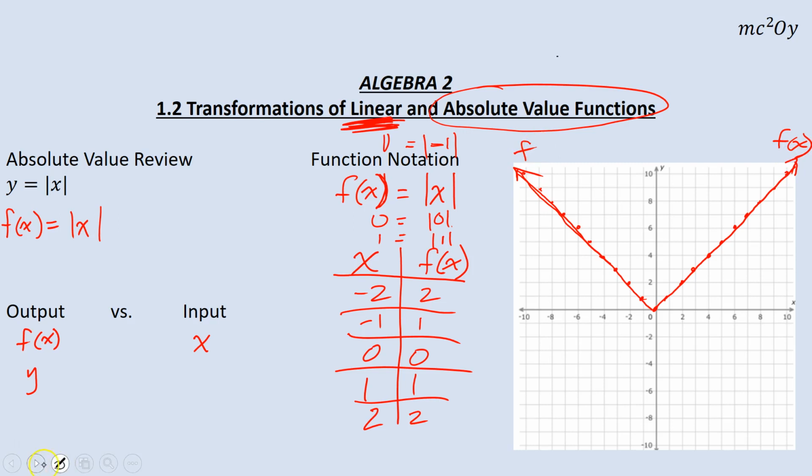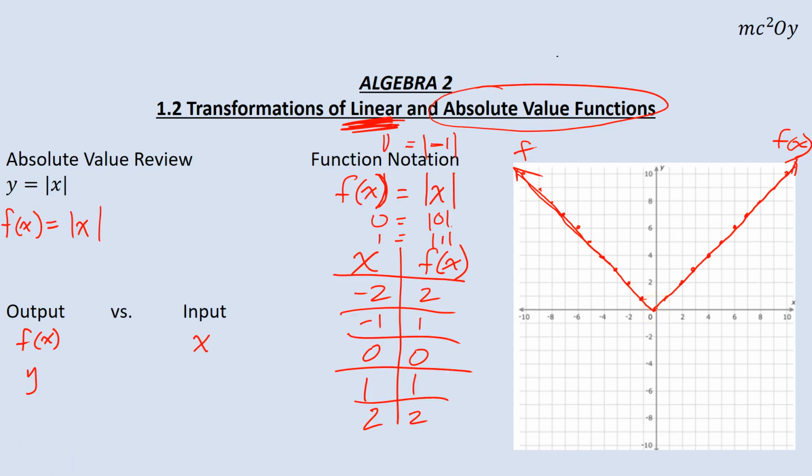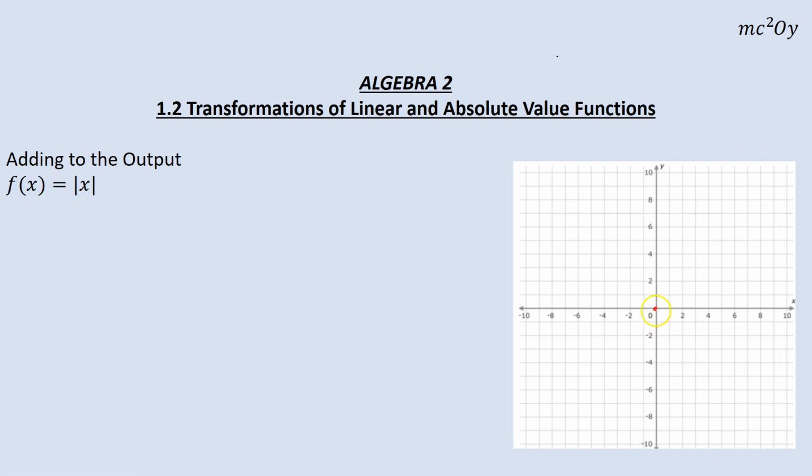And so now if we talk about transformations, we're going to go ahead and add to the input. So I'm going to go ahead and put that graph back up there. Let's go ahead and put that parent function back in. We're going to add to the input. And really adding to the input just means, excuse me, add to the output here. Okay, and adding to the output means that I am going to add something to every output value that I originally had for my parent function.